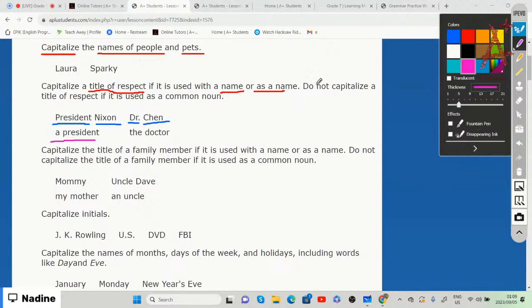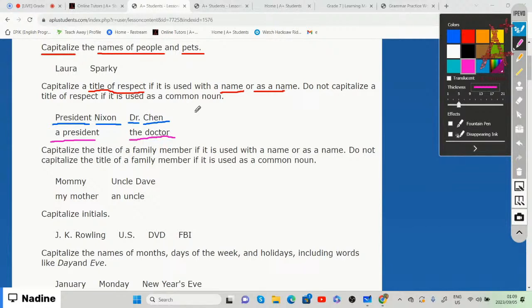However, we do not capitalize the title of respect if it's used as a common noun. So, for example, if you just say the doctor, but you are not specifying which doctor or the specific doctor, then it is used as a common noun. So we write that in lower case. If you say the doctor, a doctor, you're just mentioning randomly, generalizing the doctor, then we write it in lower case.